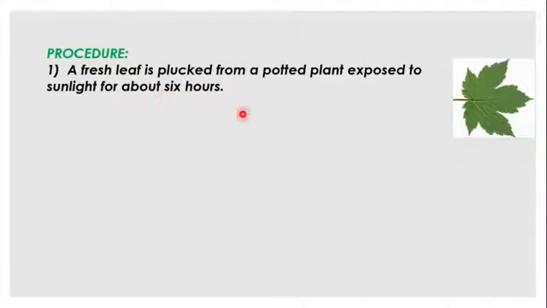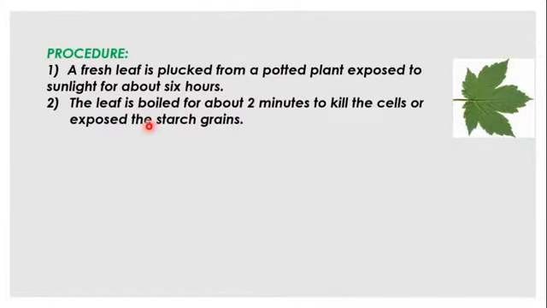What's the second step? We are now going to boil the leaf, no, we are going to boil the leaf for about 2 minutes. So this is going to be done in water. Why are we doing that? To kill the cells or expose the starch grains.